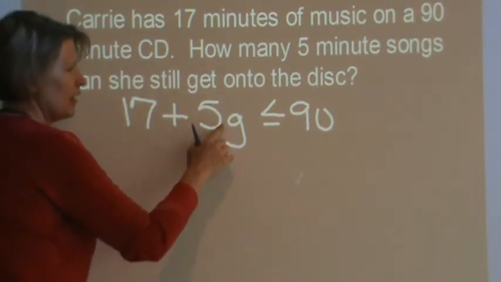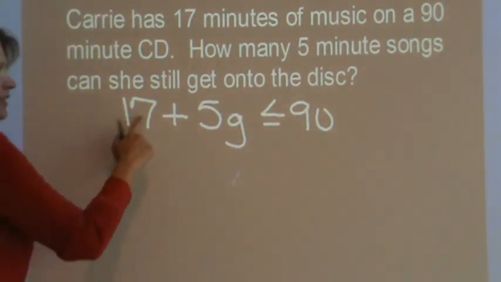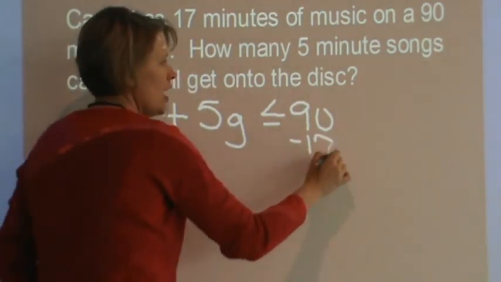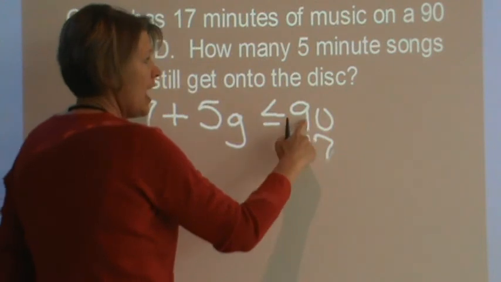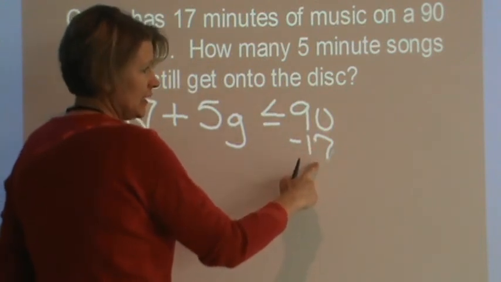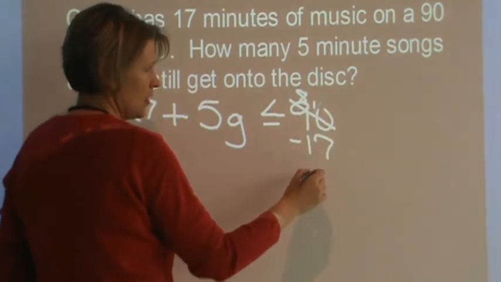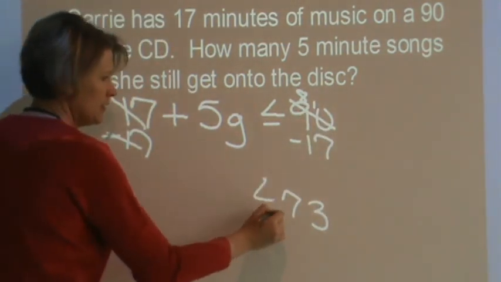I've got a number, I've got a variable expression, and I've got a number. So let's get these guys together, which makes sense, right? We take the 90 minutes that can be added up to, all right? And we're going to subtract the 17 that we've already used. Okay, so that's going to be 73. So we have 73 minutes left.